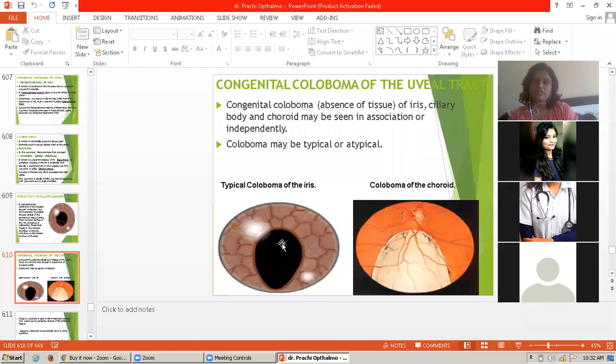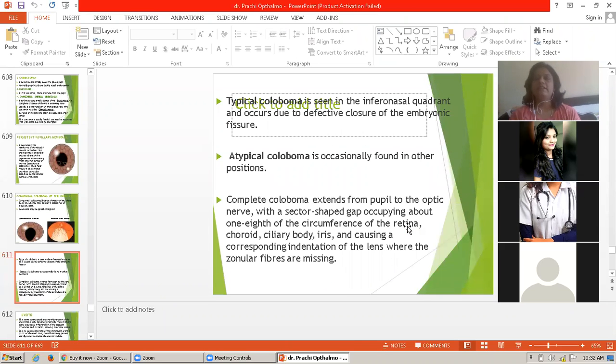This is the diagrammatic presentation. In it we can see the absence of tissue in the coloboma of the iris, and the absence of tissue in the coloboma of the choroid. The typical coloboma is seen in the inferonasal quadrant and occurs due to defective closure of the embryonic fissure. Atypical coloboma is occasionally found in other positions. This is a typical coloboma and this one is an atypical coloboma.